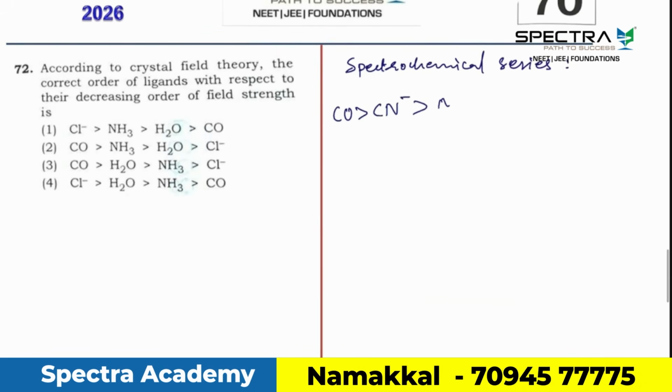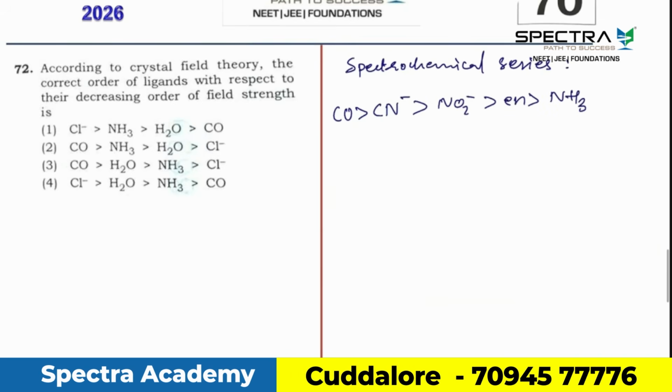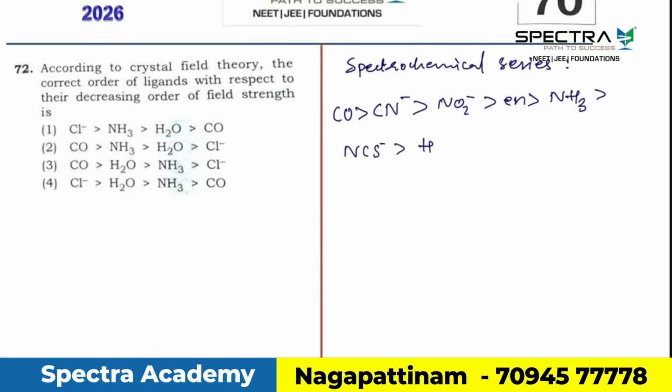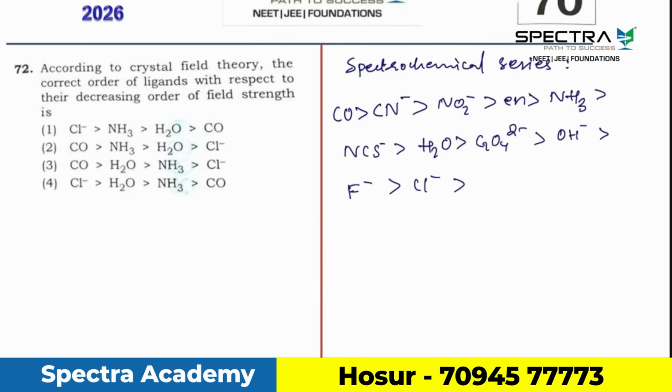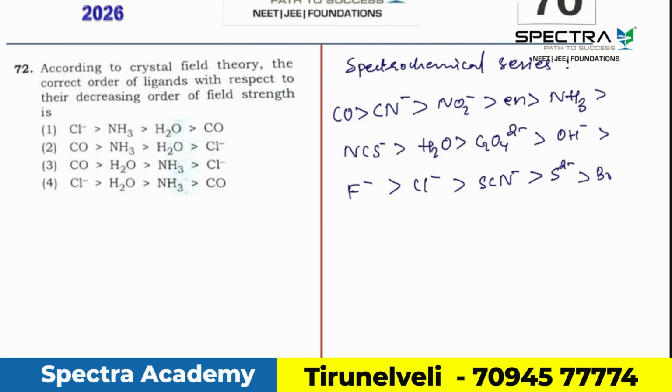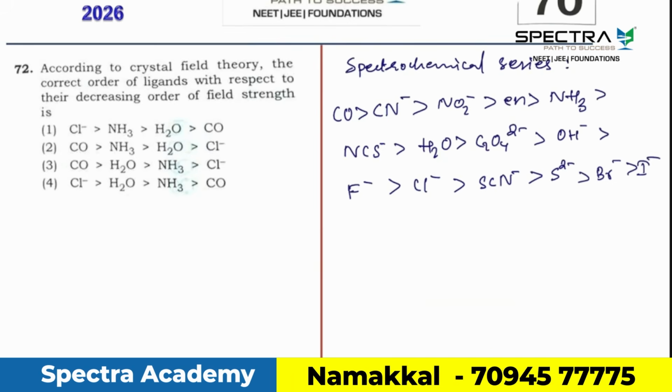cyanido greater than nitrito greater than ethylenediamine greater than amino greater than isothiocyanate greater than aqua greater than oxalato will be greater than hydroxido, it will be greater than fluorido, then chlorido, then thiocyanato, then sulfido, bromido, iodido. This is the order of the spectrochemical series based on ligand strength.